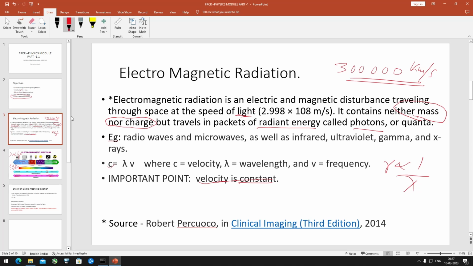This is a very tricky question which has been asked multiple times in FRCR. The question can be like this: X-rays travel at the speed of visible light in certain media, whether it is true or false. It is true. Then another question came like this: the speed of light is similar to that of the speed of X-rays. That is again true. So remember that this is how you have to study from now on, how to prepare. Understand the topic and then go ahead.